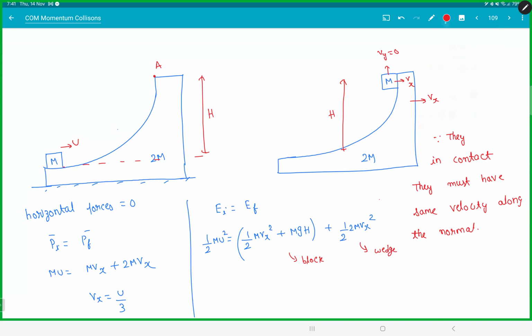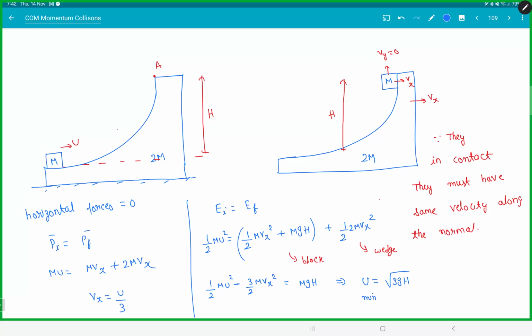But I know Vx is equal to u by 3. So substitute here and bring it this side. So half mu square minus 3 by 2 mVx square is equal to mgh. m gets cancelled. Vx is u by 3. That will be 2gh, and this will be 2u square by 3. So you will get u is equal to root 3gh. This is your minimum speed. If you give this much, you will just reach the top and come back. Is this making sense?